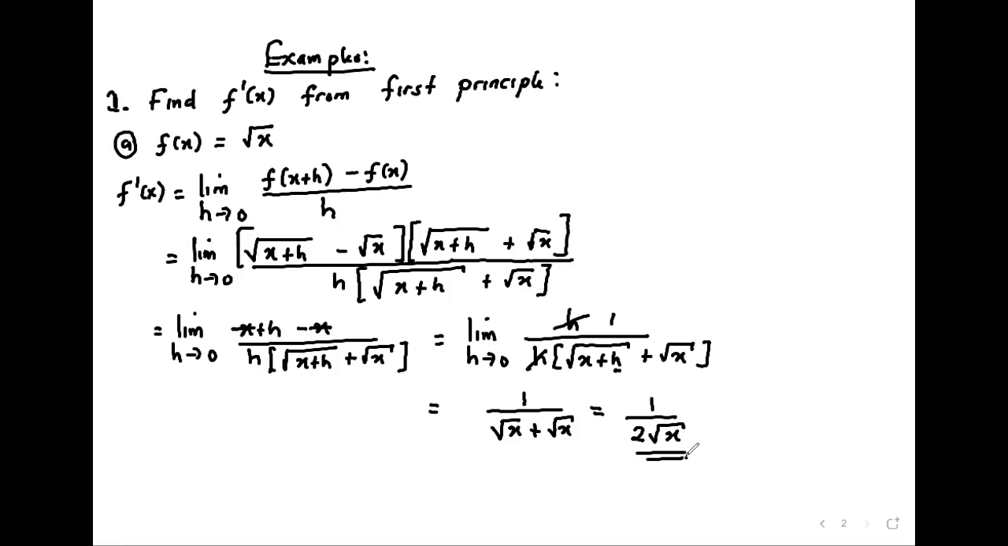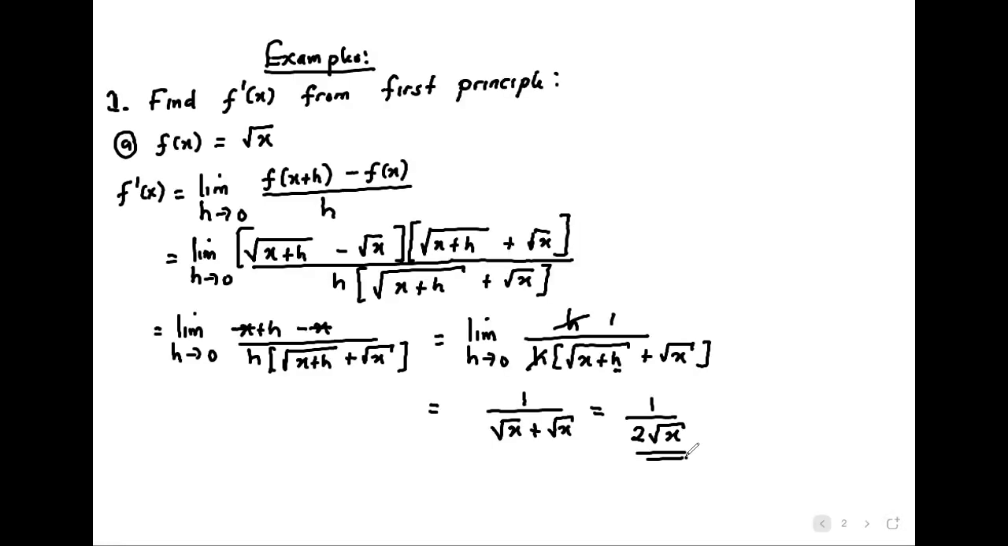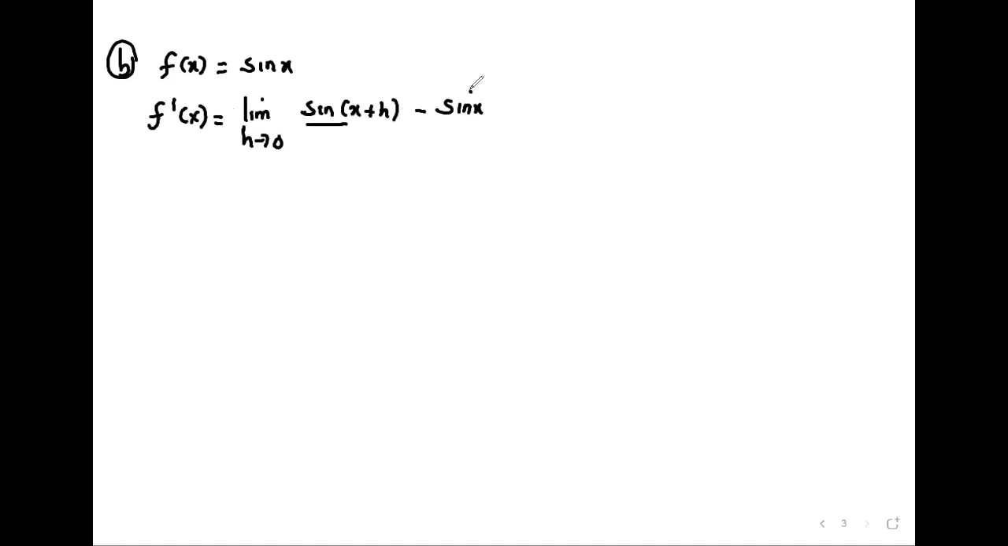So the next one, of A, B, f of x is equal to sin x. So again, it is going to be the limit as h goes to 0 of sin x plus h minus sin x over h.